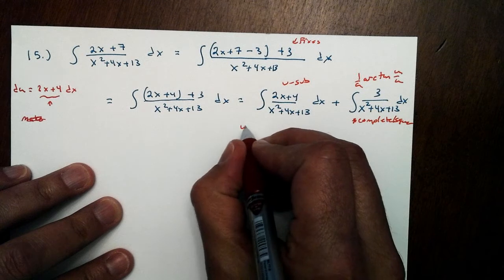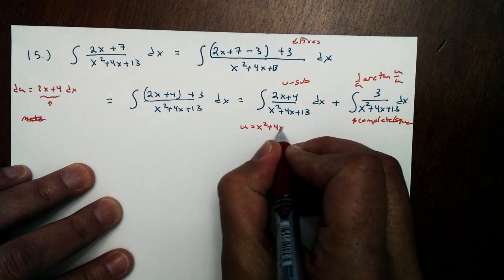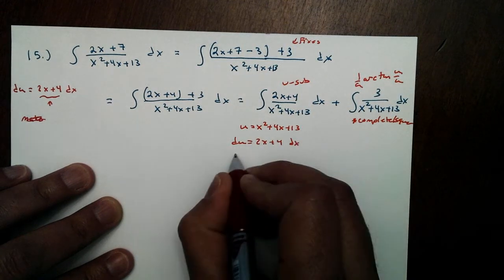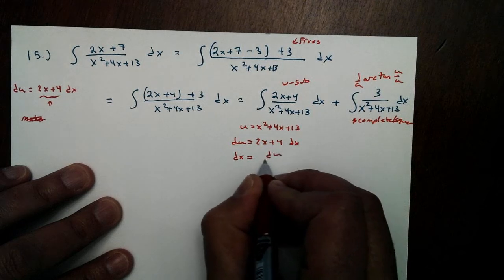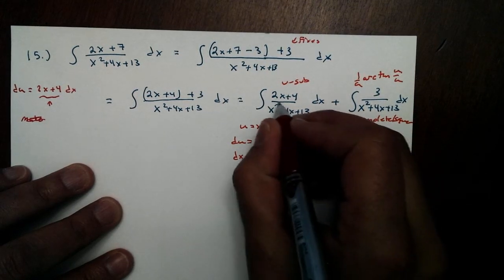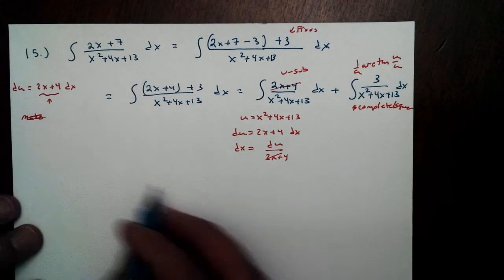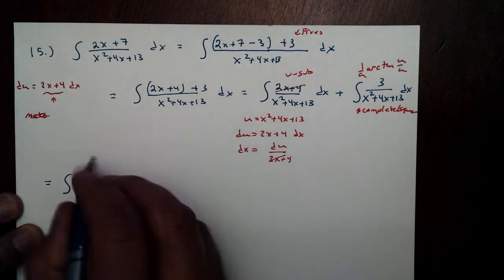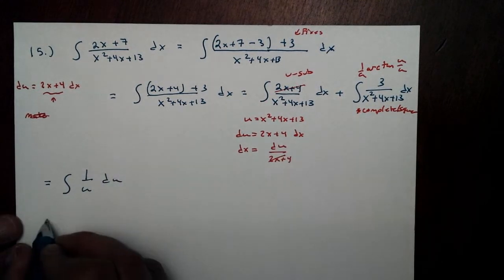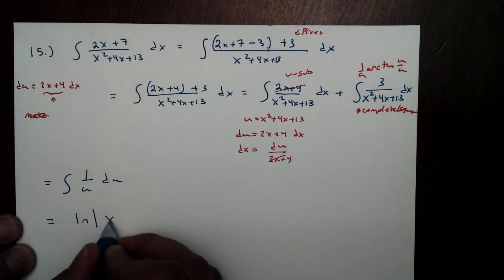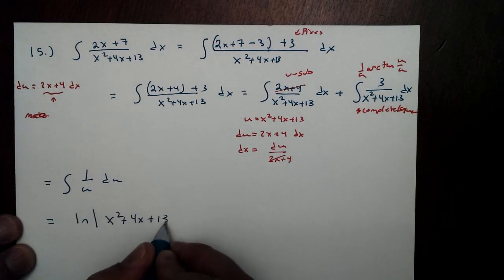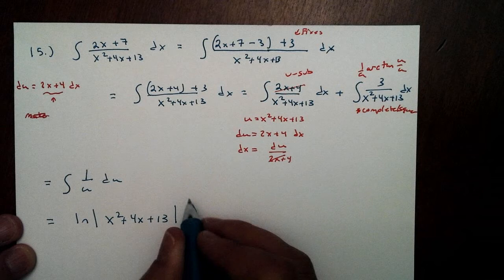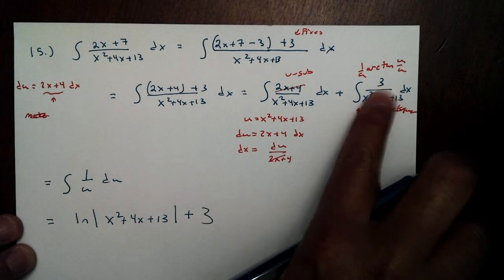So if I do the u substitution, u is this x squared plus 4x plus 13. du is 2x plus 4 dx. And that's going to give us dx is du over 2x plus 4. Those 2x plus 4's cancel. What we're left with is the antiderivative of 1 over u du. And we know that is just natural log of u, x squared plus 4x plus 13, plus, and now we're going to do our arc tangent rule. Now again, this is going to be plus 3. I'm just going to factor out that constant right there.